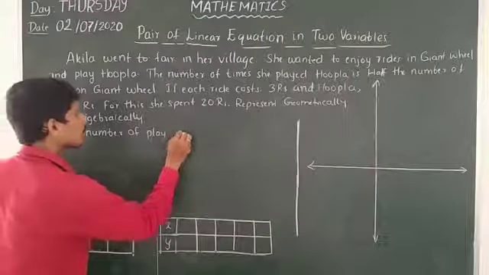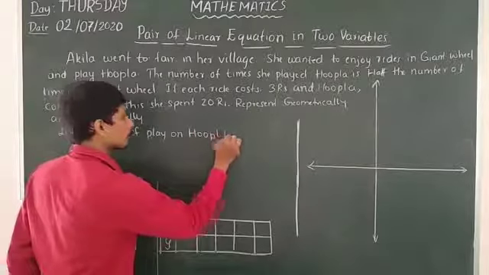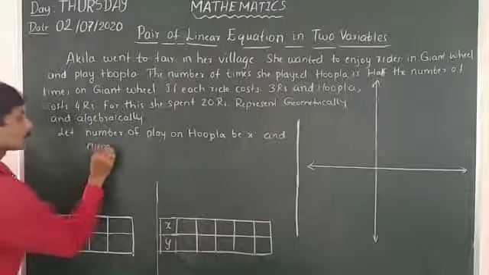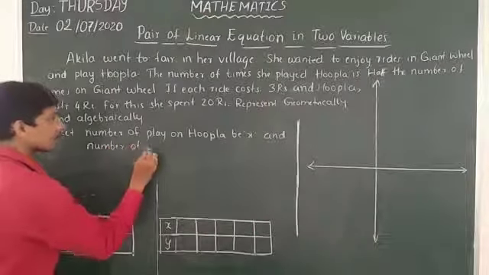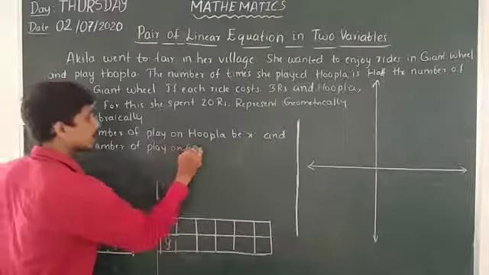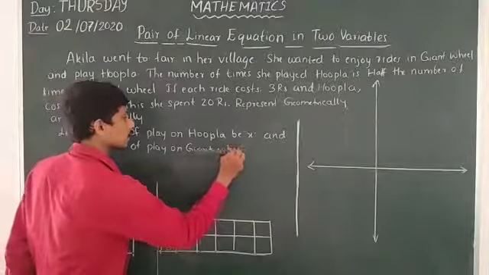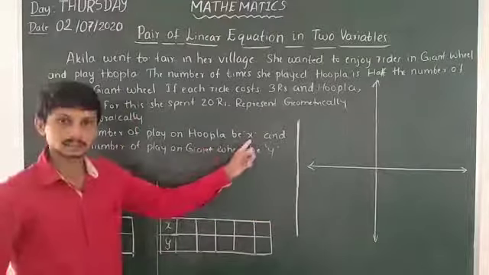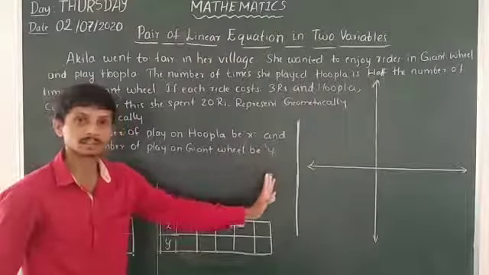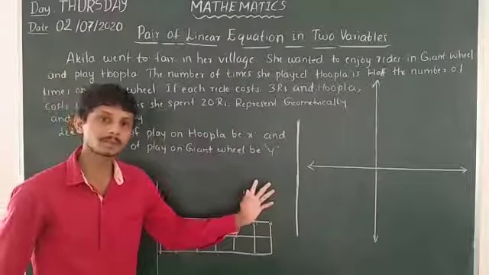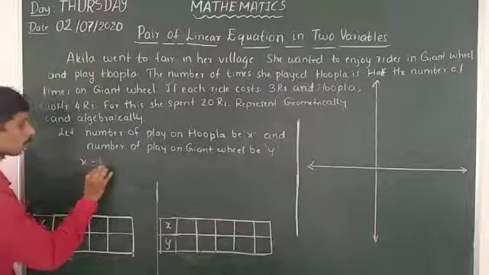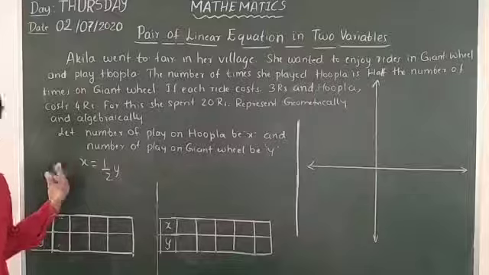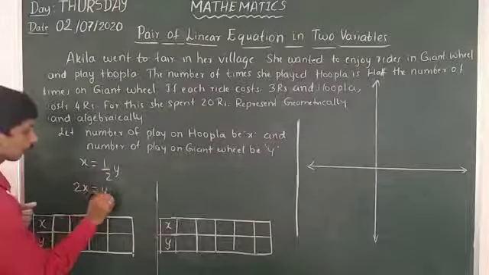So let the number of plays on hoopla be x and the number of plays on the giant wheel be y. So she played x, half the number of times of y. That means she played hoopla half the number of times on the giant wheel. That means x is equal to 1 by 2 into y. So I will transpose this 2 to the LHS, it comes to the numerator. That is 2x is equal to y.